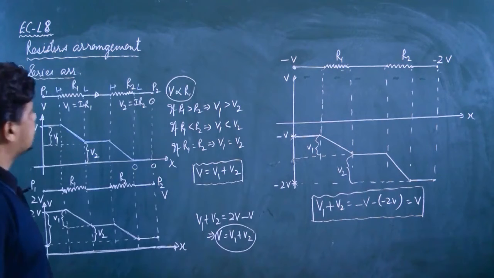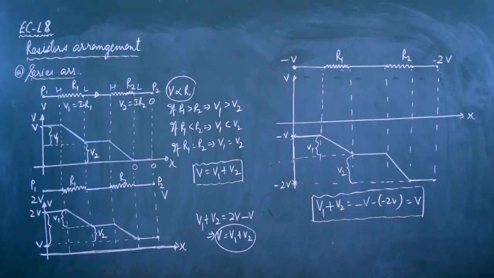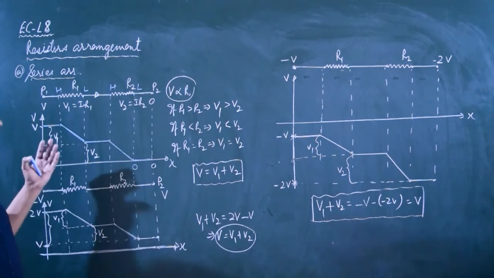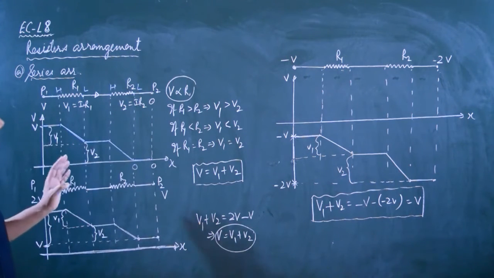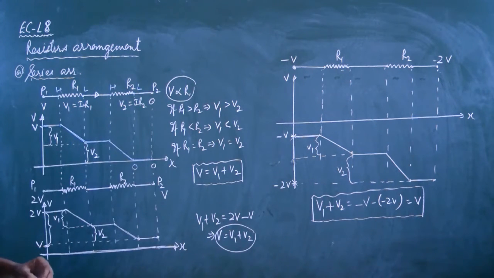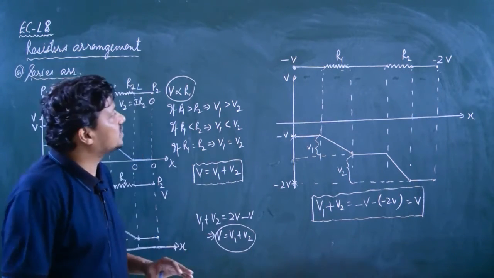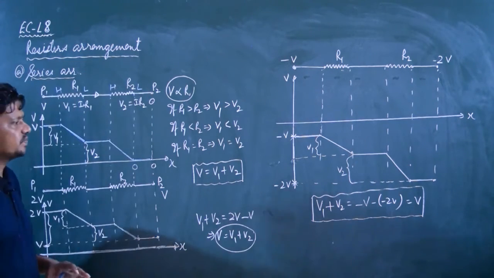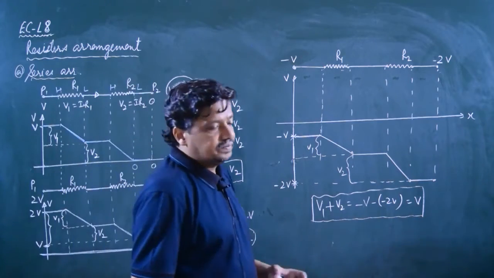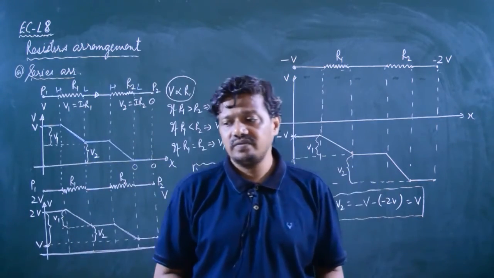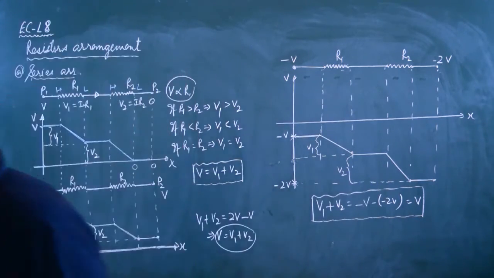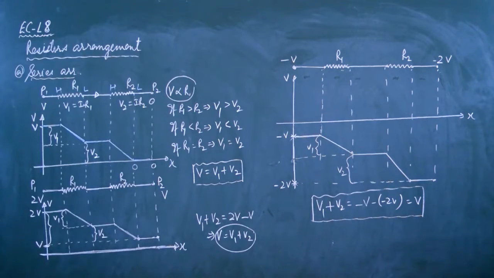So these are some potential position graphs for the 2 resistor series resistor arrangement. Now you may draw the graph for n resistors also which are connected in series. Now we come to the series arrangement of resistors, and we have to find the equivalent resistance of the circuit using the series arrangement.